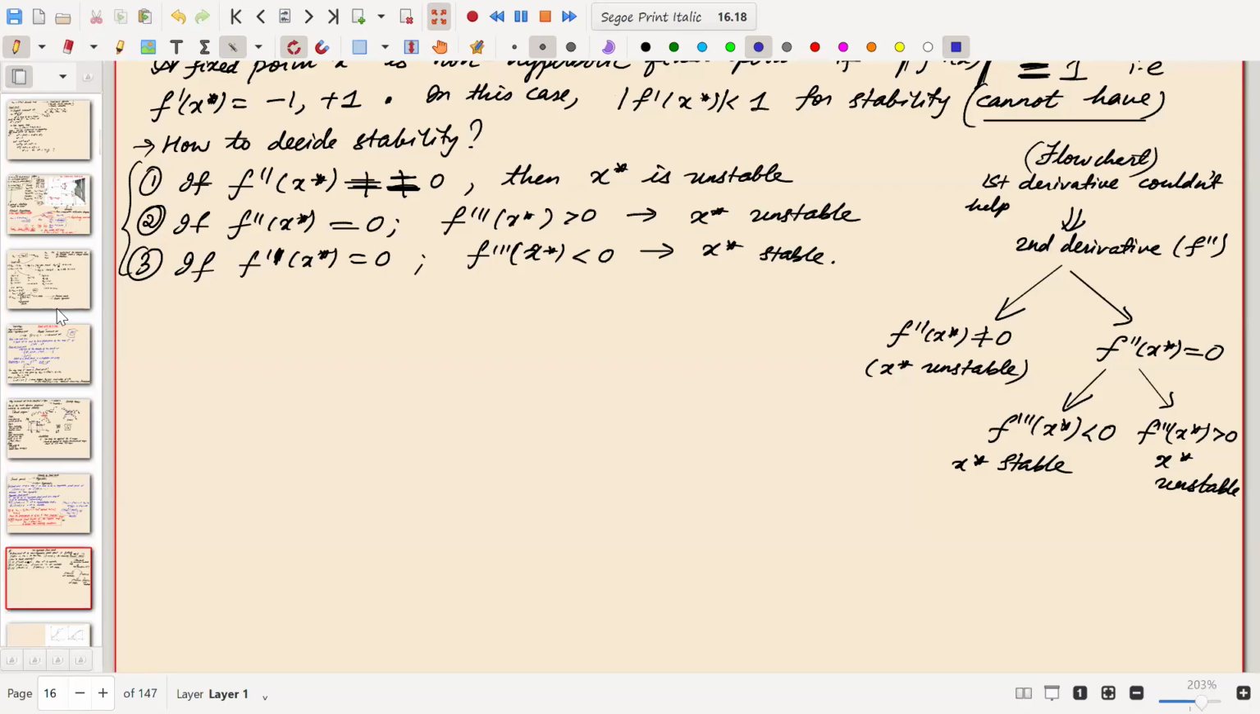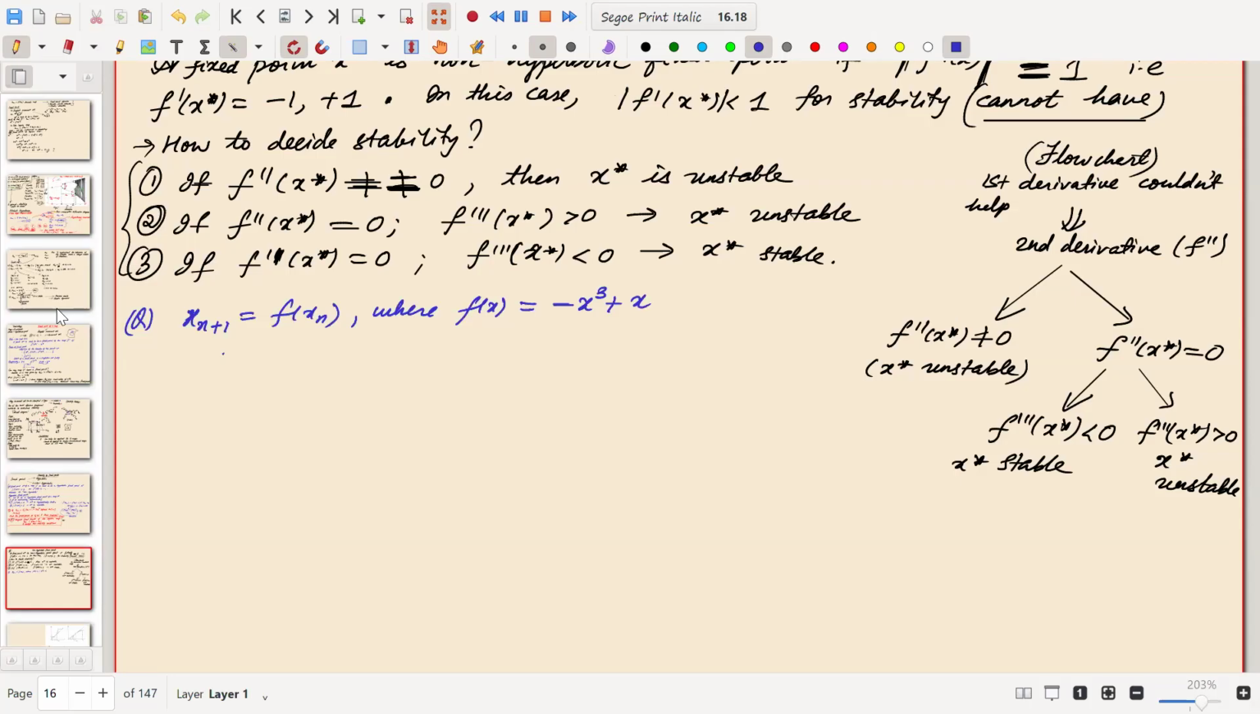Shall we see an example? Take an example. Suppose x n plus 1 is equal to f of x n. This is a 1D discrete map. Agree? Where f of x is equal to minus x cube plus x.